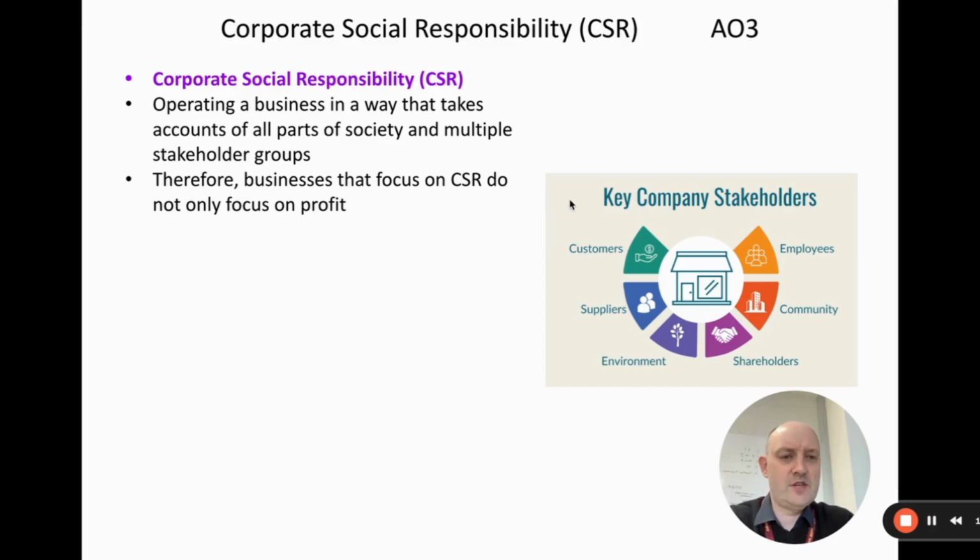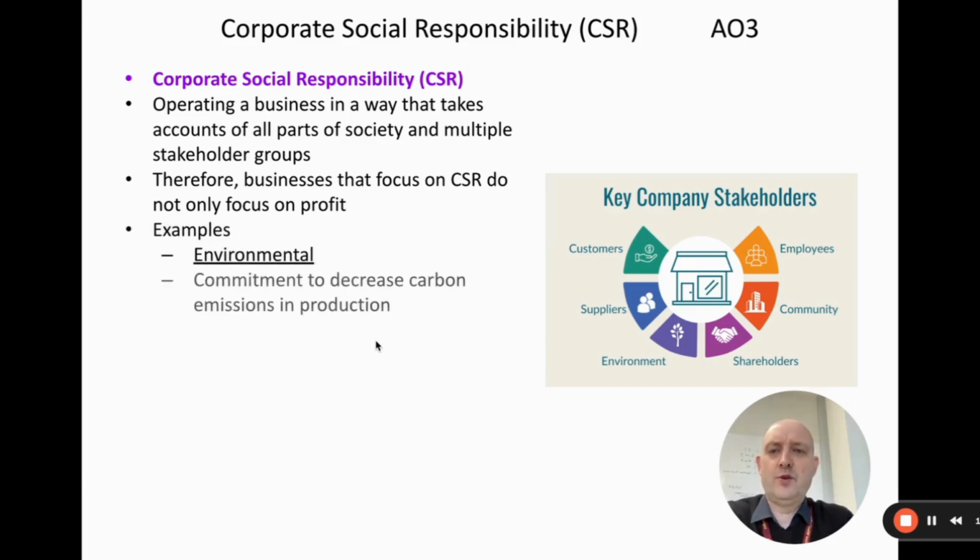So here's a diagram summarizing some of the main company stakeholders. We've got customers, suppliers, environment, shareholders, community, and employees. There's a whole chapter on stakeholders, the next chapter in the syllabus, if you like. And so some examples, if we look at environmental, this might be a business who has a commitment to decreasing carbon emissions in production. So in this situation, they don't just have profit as an objective, they're also including the environment as part of their objectives, which is this stakeholder here.